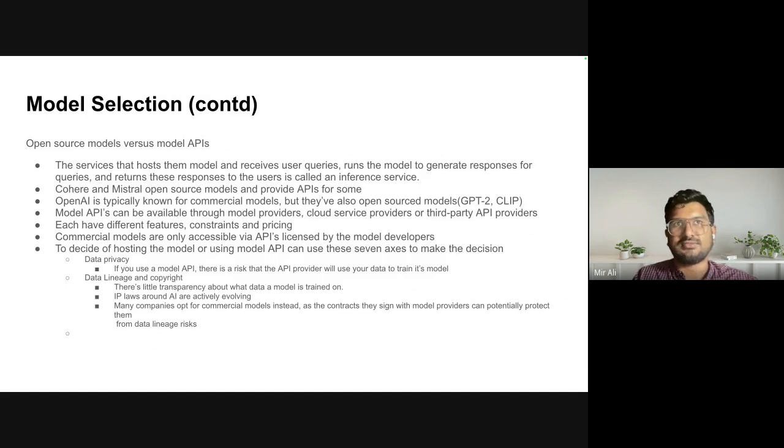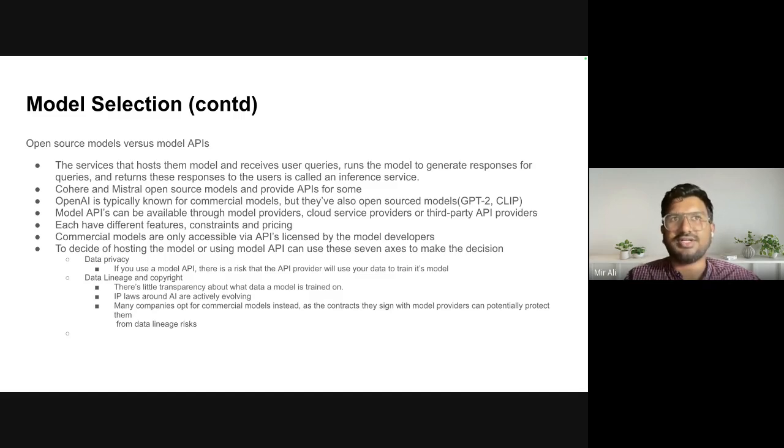To decide whether we should host the model ourselves or use model APIs, there are 7 axes commonly derived. First thing is data privacy. Is it okay for us to go ahead with sending our data to a model API?